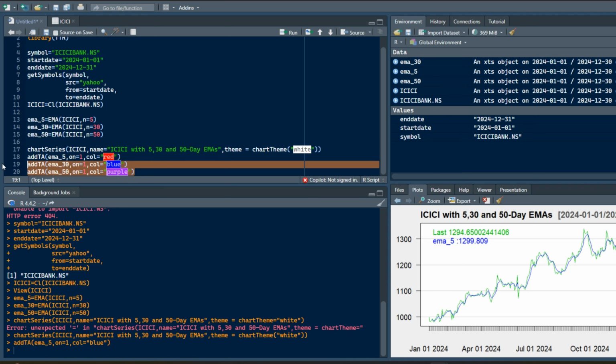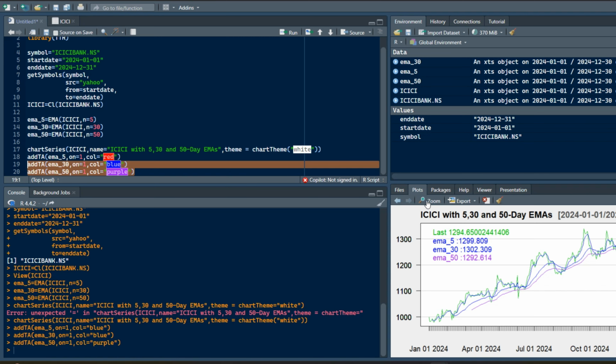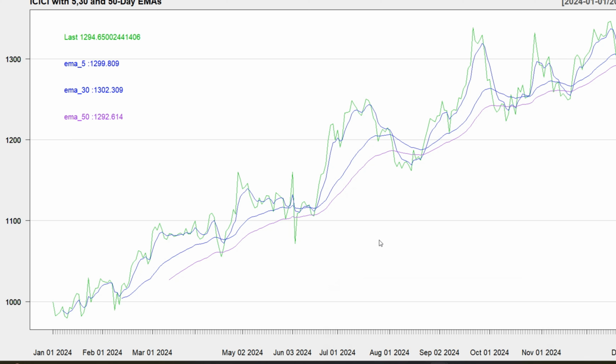So these 2 codes I will be running again. Control enter. Now I will open this and zoom into the picture. Yes. As you can see here, these are the legends. Last closing price of the last day, 30th December 24, 1294. EMA 5 on that day is 1299. EMA 30 is 1302. And EMA 50 is 1292.1664.